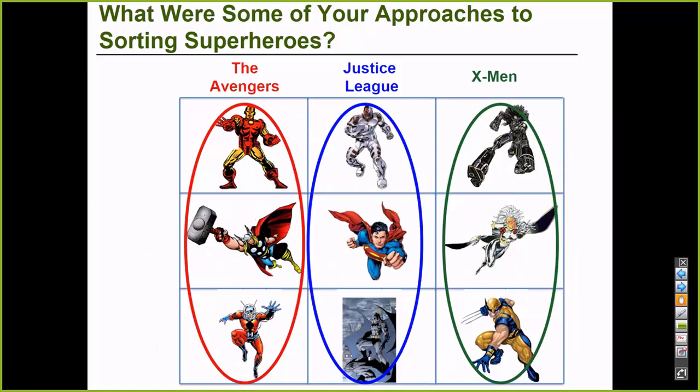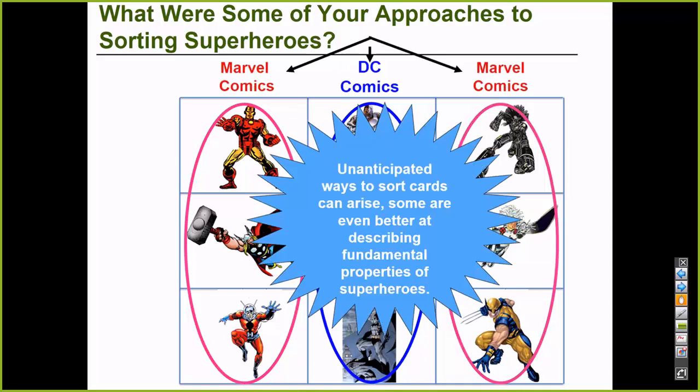There's an interesting thing that also arises out of this, which is that you can get unpredicted ways of sorting, right? So someone, Amy, I believe, your group sorted actually in the way that even a better expert sorted, which is DC and Marvel, right? And what I mean by better is that it's more fundamental. It's even less categories, and it describes an even more expert-like opinion.